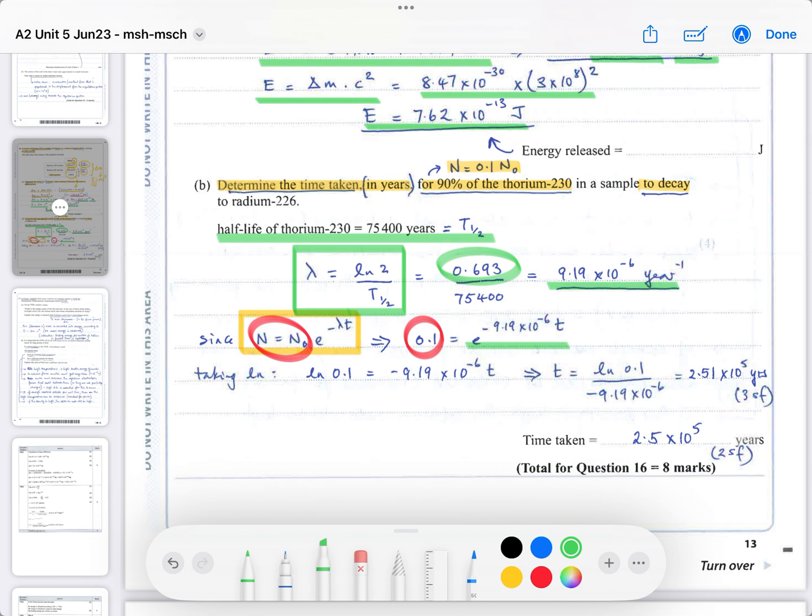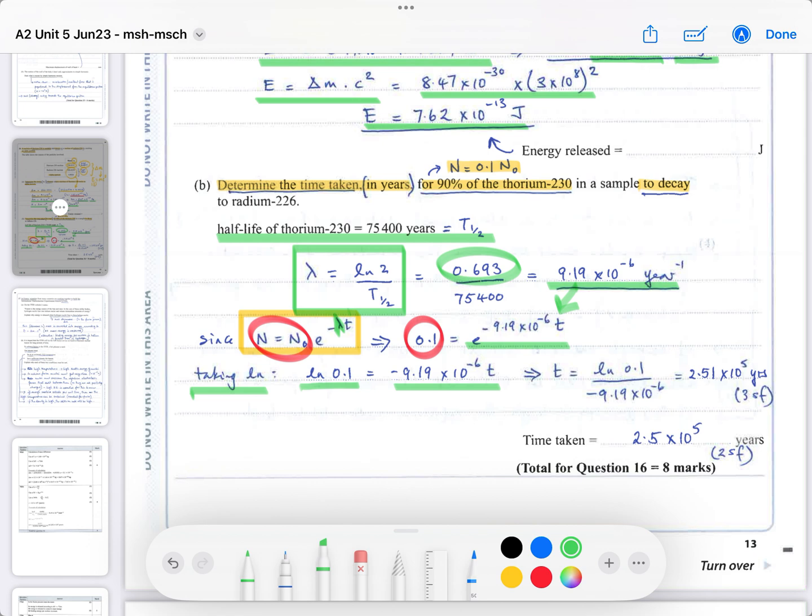Once you know what the decay constant is, you can put it into this equation, which I've done. And the time is what we want to work out. So to get rid of the e, you take natural logs. Then the left-hand side is the natural log of 0.1. And on the right-hand side, it basically gets rid of the e, and the lambda t comes out of the power.